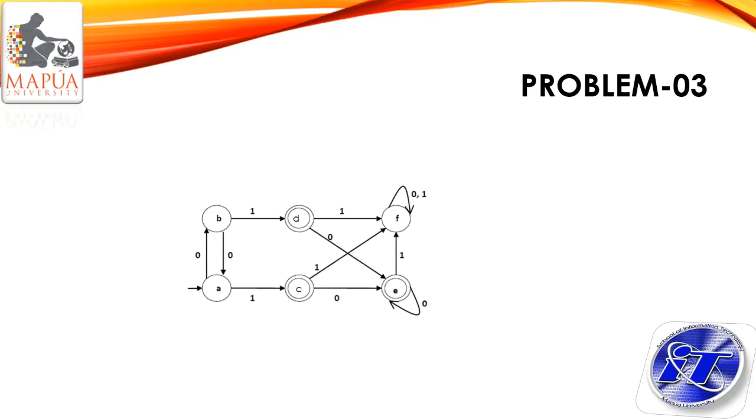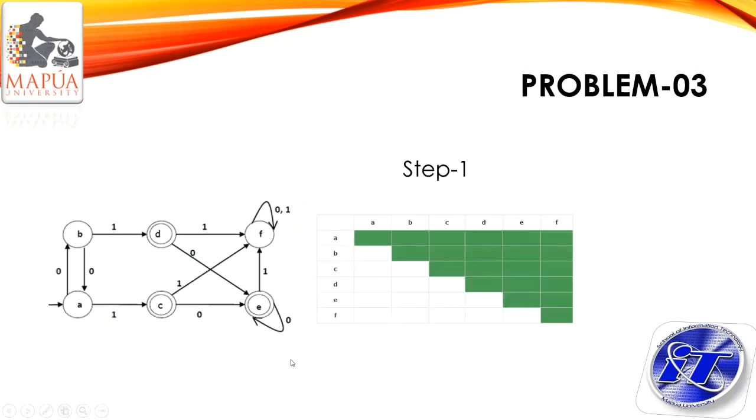Another example. So now we have 6 states and 3 final states. So we have A, B, C, D, E, F. Okay. So we have 6 rows and 6 columns. And again, the lower part of the table will be used for our solution. So that will be step 1.